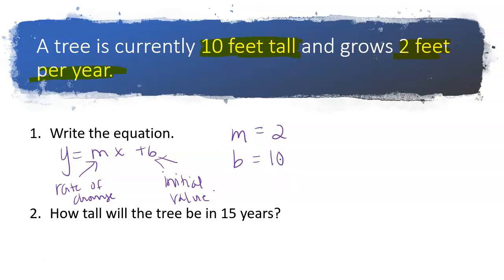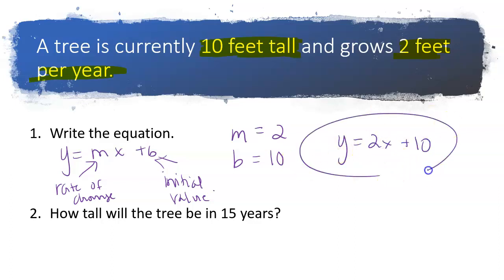Another clue is that per year. Per year means it has to be multiplied by something, and we know M is multiplied by X. MX plus B. Initial value is just by itself. And then we'll just make our equation. So Y equals 2X plus 10.